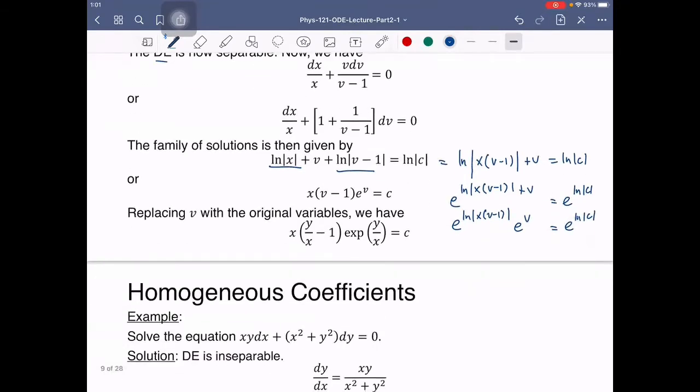So, may property ang ln. So, if you have e raised to ln of x, this is just equal to x. So, equal dun sa kung ano na sa ln. So, we can write this as x times b minus 1 e raised to b is equal to c. So, ito yung nandito kayo. Alright?